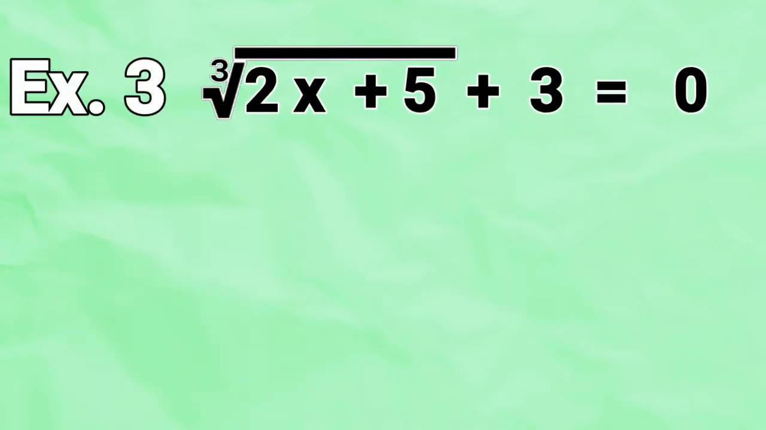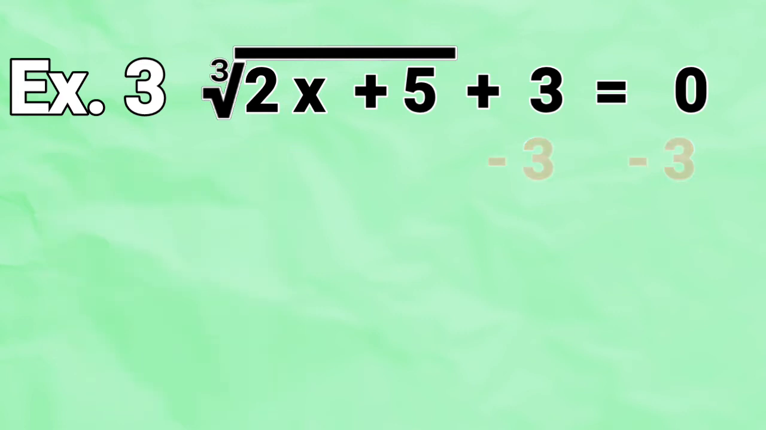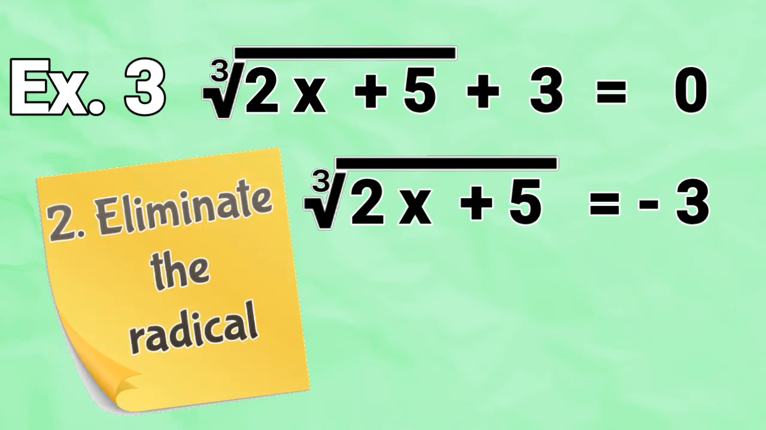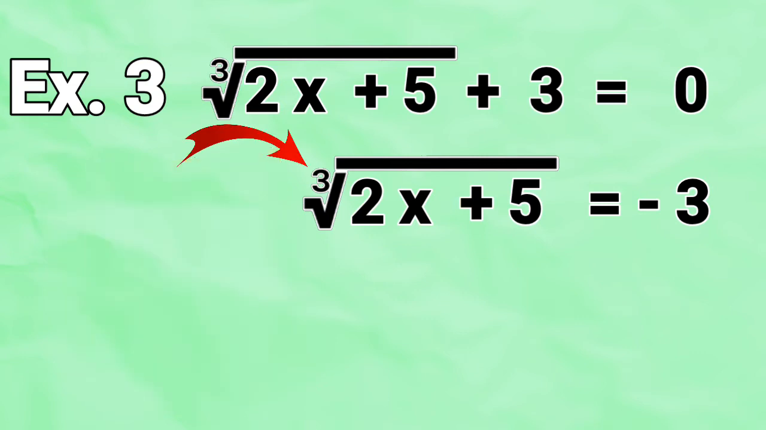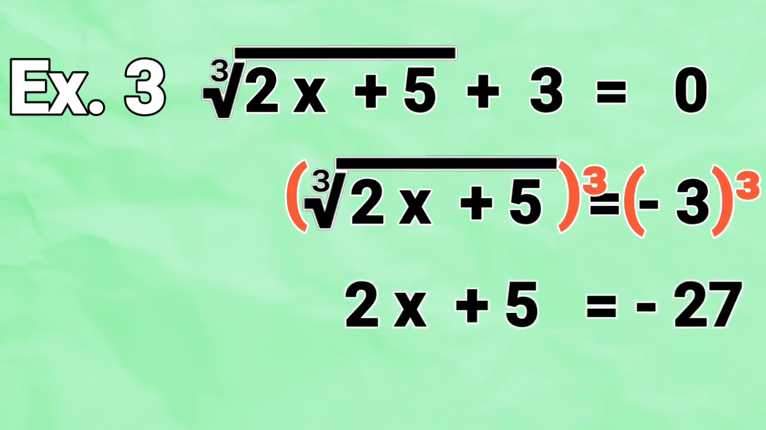For example 3, we have the cubed root of 2x plus 5, plus 3 equals 0. Again, our first step is to isolate the radical. So we'll subtract 3 from both sides of the equation. Our next step is to eliminate the radical. Since we have a cubed root this time, we'll have to cube both sides of the equation. Then we end up with 2x plus 5 equals negative 27.